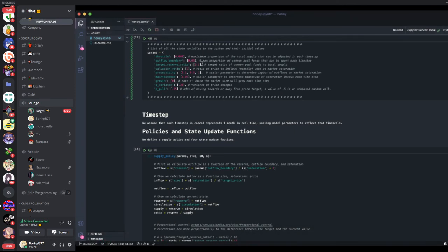Yeah, so then we've got this target reserve ratio. This is what the supply policy aims to correct: the common pool to total supply ratio over time. So if we set that to 10%, it would be trying to burn tokens if the reserve is over 10% and issue tokens when it's under 10%. So that's what that parameter means.